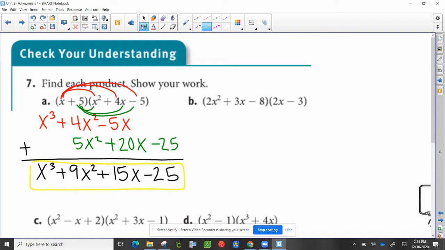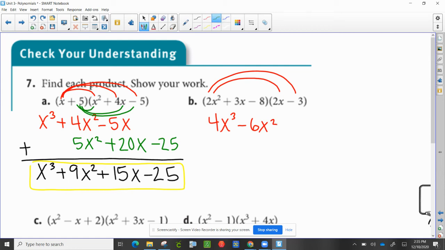Okay. So let's do one more. Let's do B here. Same thing. If you want to rearrange the order here and put the 2 terms first, it doesn't matter. But I'm just going to go ahead and distribute. So we have 2x squared times 2x. That gives me 4x cubed. We add those exponents there. And then 2x times a negative 3 would be negative 6x squared.